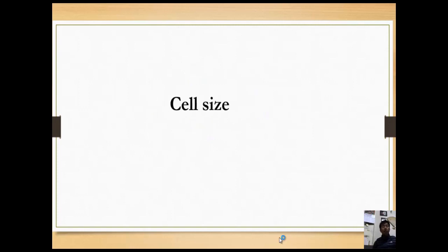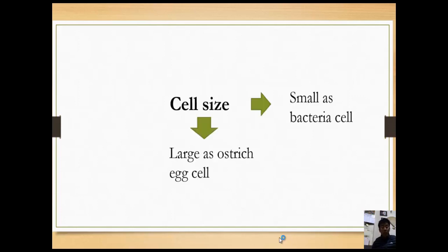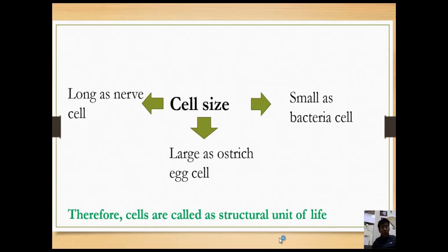Similarly, the size of the cell also varies as per the need. Some can be as small as a bacteria cell, some can be as large as an ostrich egg cell, some can be as long as a nerve cell. Since cells are of different sizes and shapes, they are called the structural unit of life, because different cells have different structures.